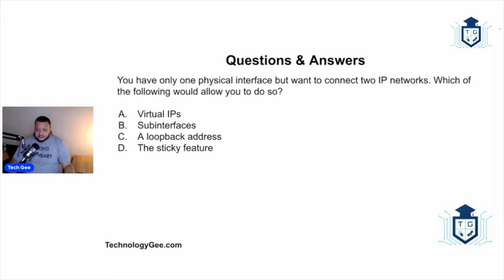From that quiz: you have only one physical interface, but you want to connect two IP networks. Which of the following will allow you to do so? So you have one physical interface, or one device, but you want to connect two IP networks to it. This would be a sub interface. This is more along the lines of creating a VLAN. You're just going to create a sub interface, logically dividing the physical device.